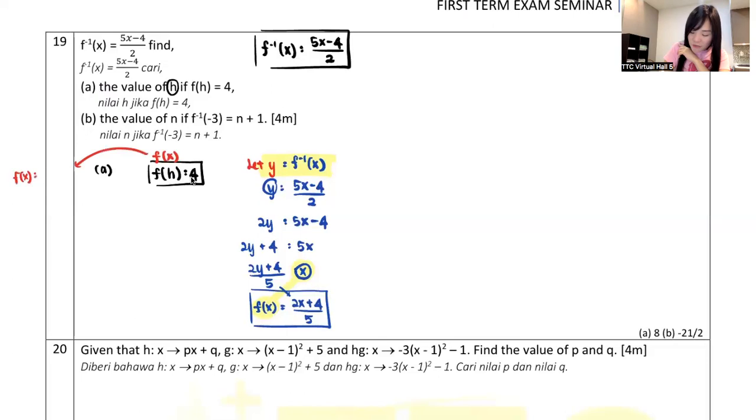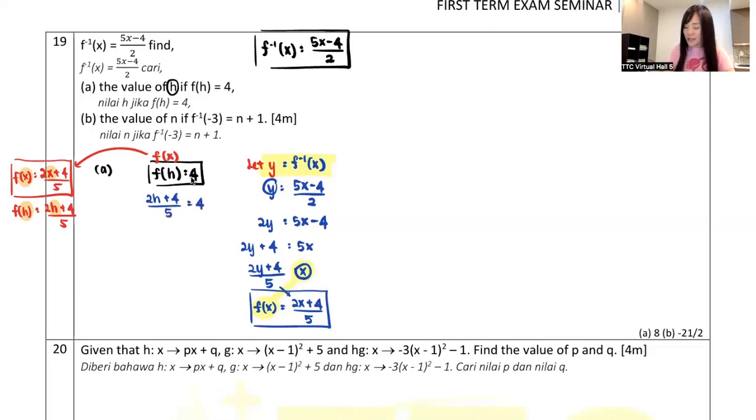You guys already know your fx equation is (2x plus 4) over 5. And now again, what they want you to do is fh. So if they want you to do fh, remember to change your x to h. So can you see the x become h? This x also become h. Okay, so on the left side, I'll write (2h plus 4) over 5 equals 4.